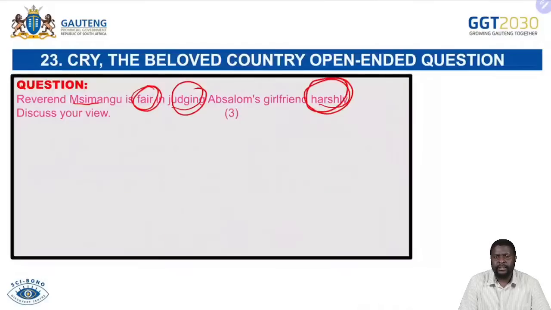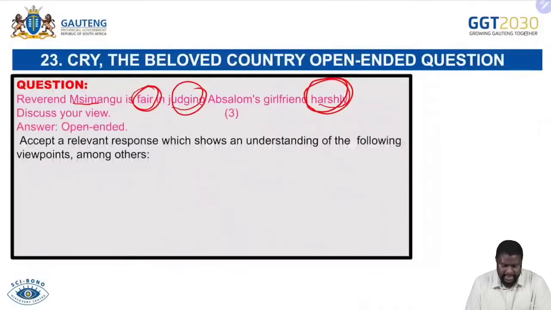What does fair mean? What does it mean to judge? What does it mean to be harsh? If you understand those three keywords, then the answer that you give here will be accurate. Remember, question requirements: fair, judge, harshly. He's judging, and he's judging her harshly. Discuss your view. So let's look at a model response.